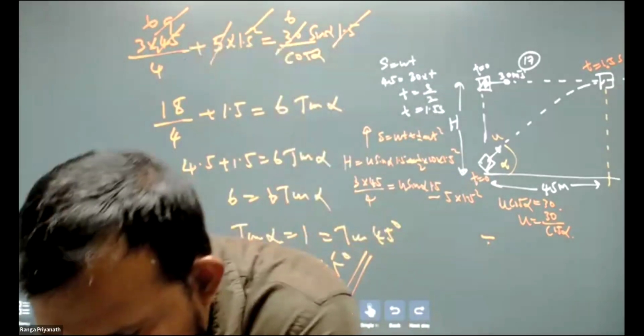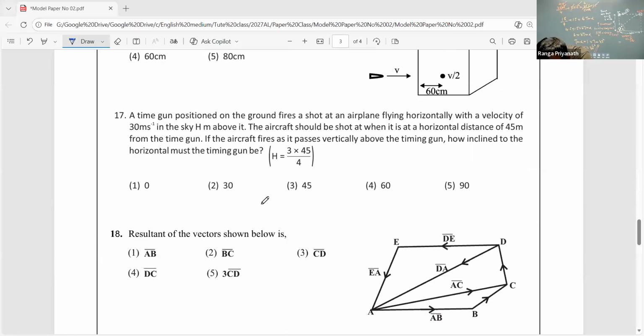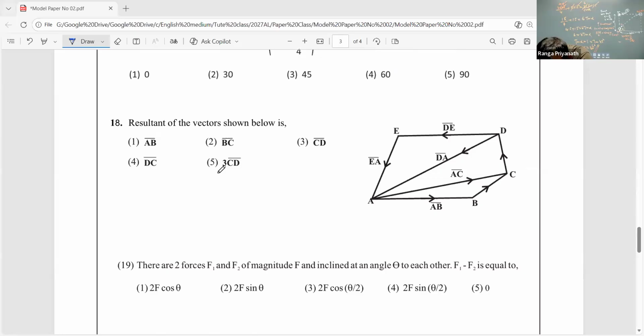Question number 18. Shall we start? I will share the screen for you. The resultant of the vectors shown below. Look here, I will travel along this line. The polygon is completed, so no need to consider these vectors again. They are already considered.